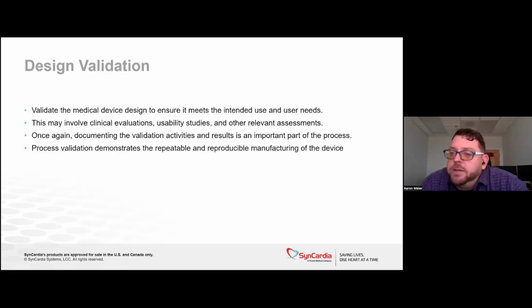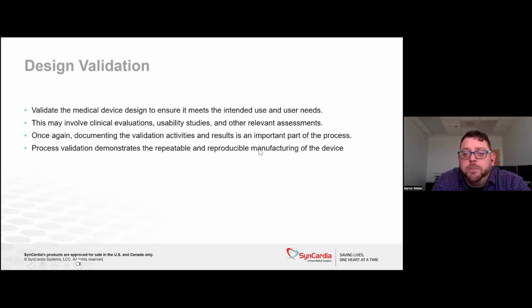With that is process validation. This is where you demonstrate that you can repeatably and reproducibly manufacture the device that is safe and effective coming off the manufacturing line. So there are two different phases of your overall validation. Design validation, where you demonstrate that you've met your customer requirements, and then the process validation, which demonstrates that your manufacturing line can repeatably and reproducibly build this device.